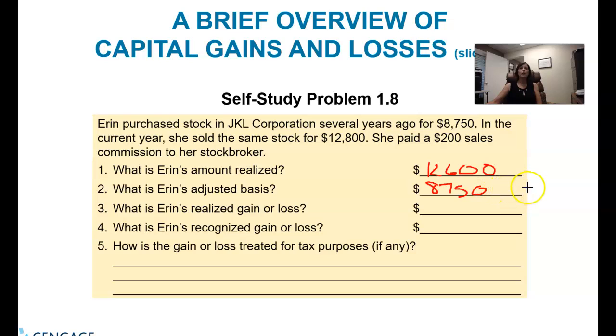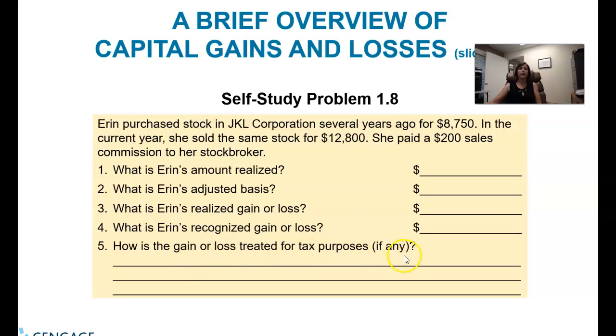So what is Erin's realized gain or loss? So 12,600 minus 8,750 gets us to 3,850. What is Erin's recognized gain or loss? Basically, the 3,850 is what Erin is going to recognize as her capital gain on the sale of this.